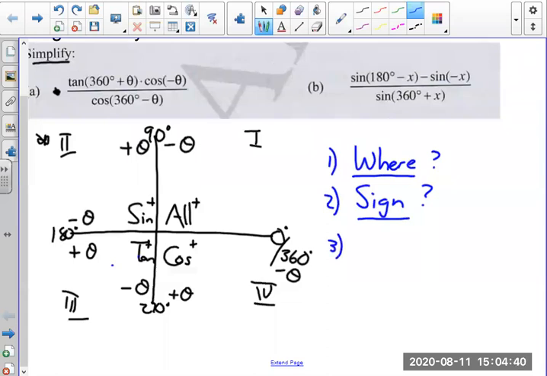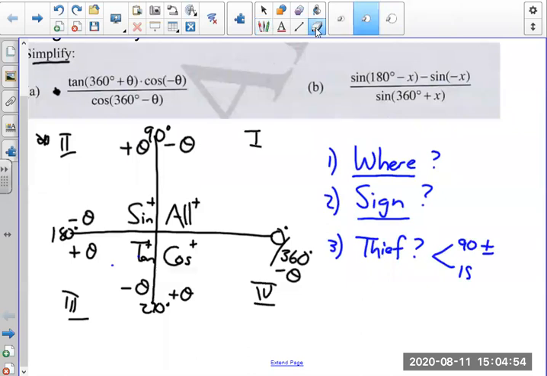And question 3, you will understand now. I'm asking, is there a thief that wants to rob you of your marks? The thief is when you see a 90 plus or minus, or a 270 plus or minus. Because if you see 90 or 270 plus or minus, then you must use cofunctions.